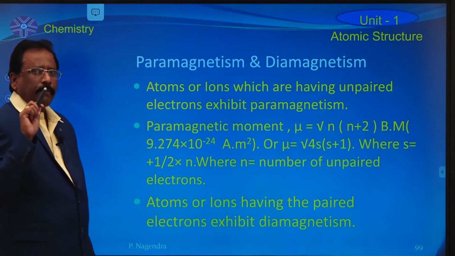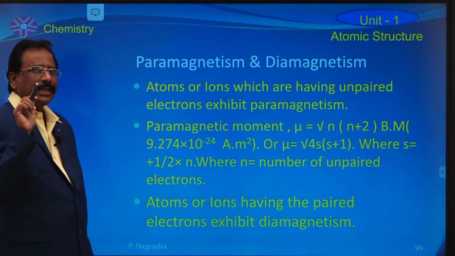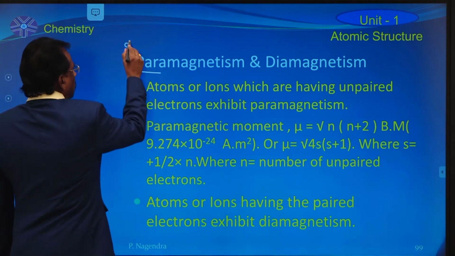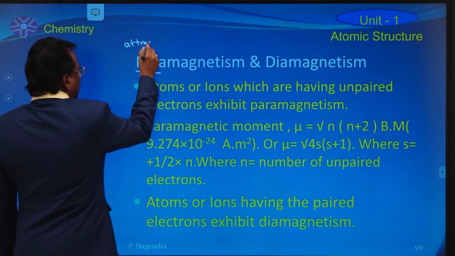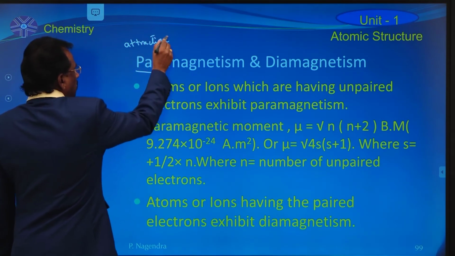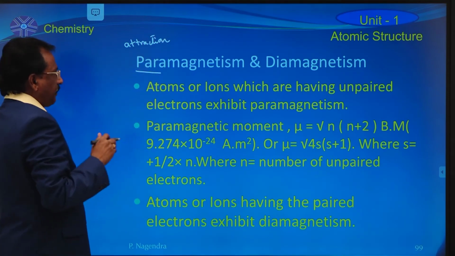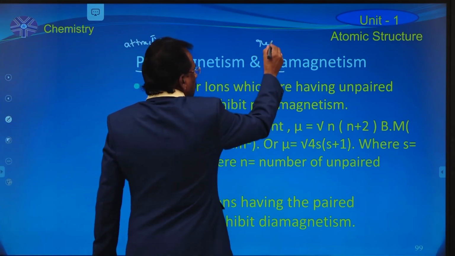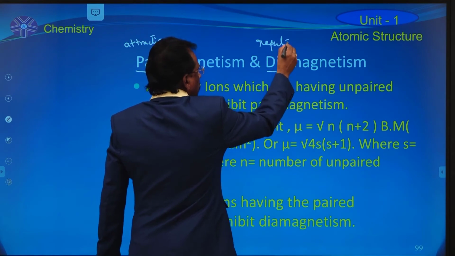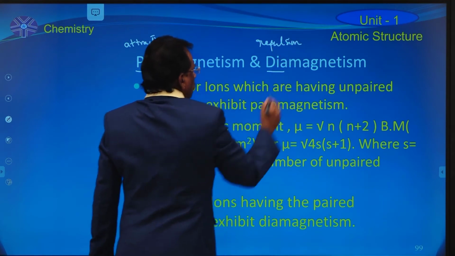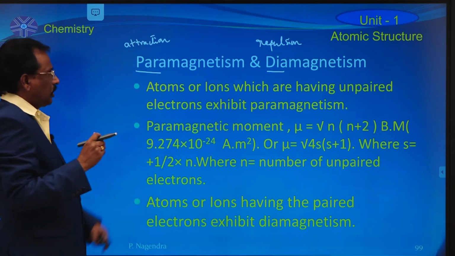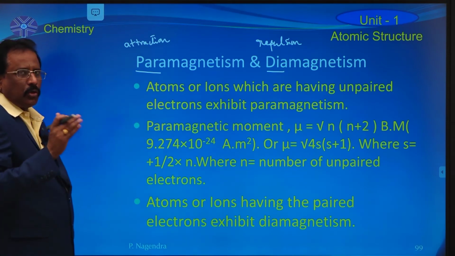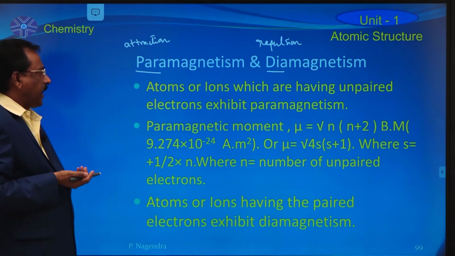paramagnetism and diamagnetism. Para means attraction towards the applied magnetic field. Dia means repulsion. This is attraction towards the applied magnetic field, that is repulsion, thrown out from the applied magnetic field.